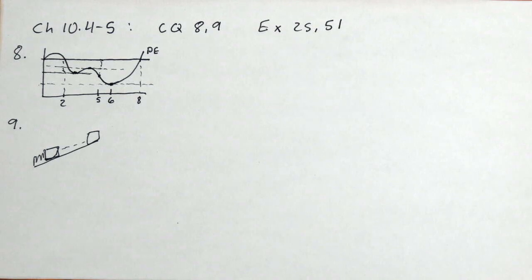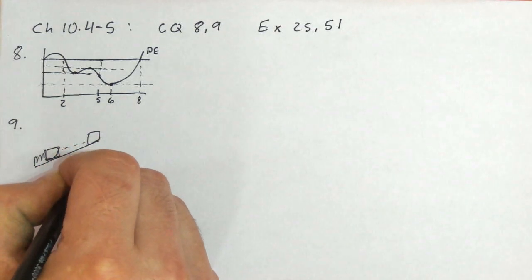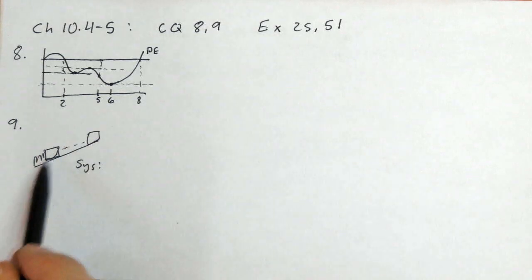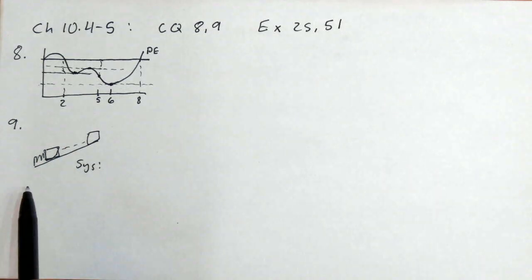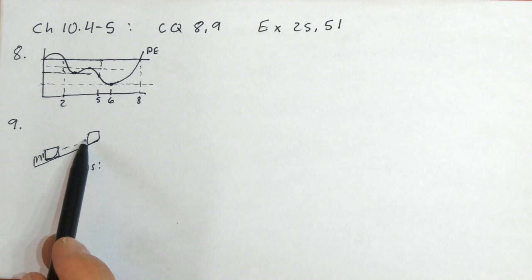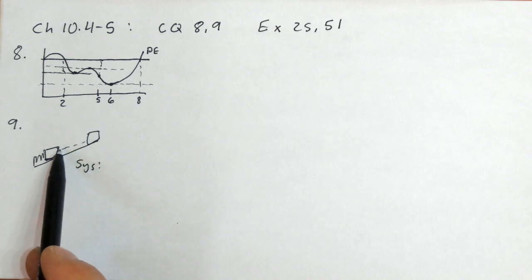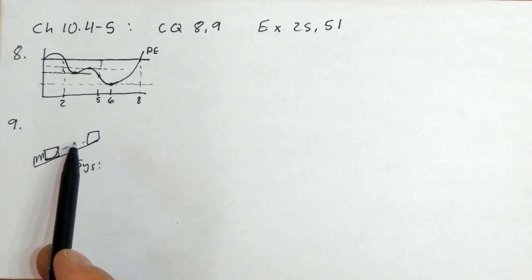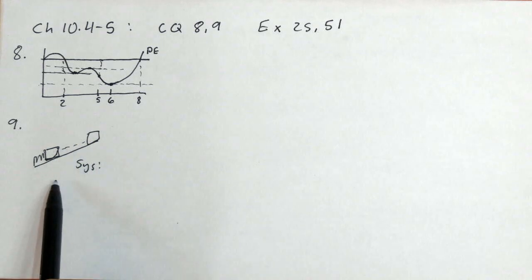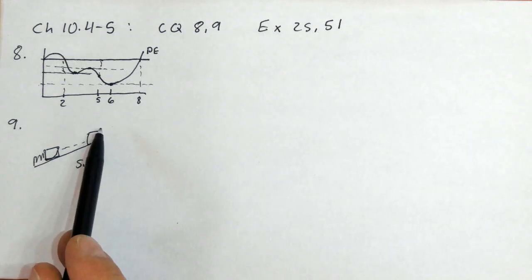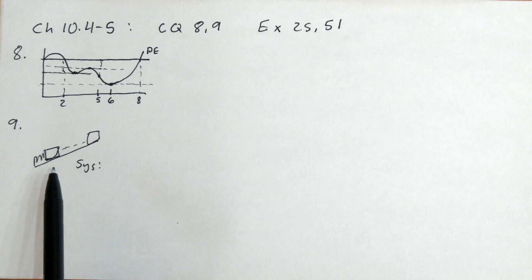I'm going to propose that the best system, even though you can pick different systems and you can get the right answer in the end, to make this the easiest problem, is to include everything. If my system is everything, the spring, the block, the incline, the earth through gravity, then I don't care about the acceleration of this block as it moves up the hill. I don't care about the fact that the force of gravity is straight down and this motion is up that angle. I don't care about any of that.